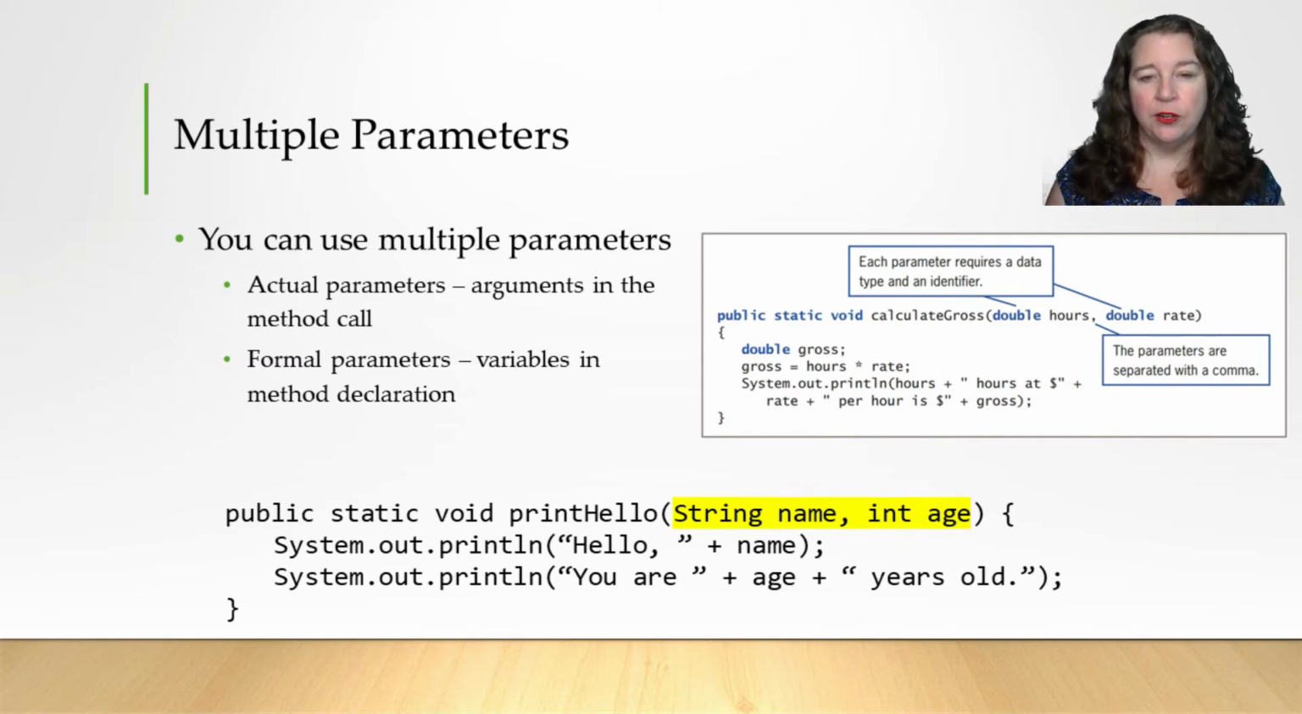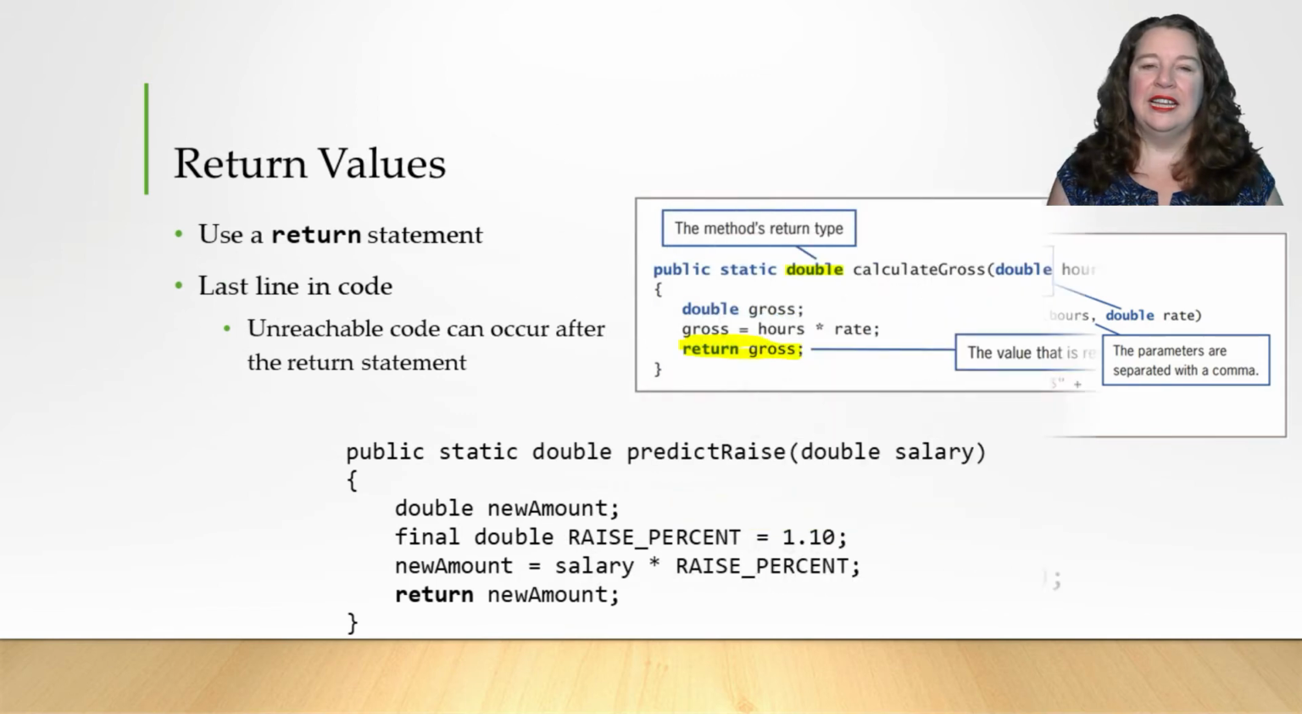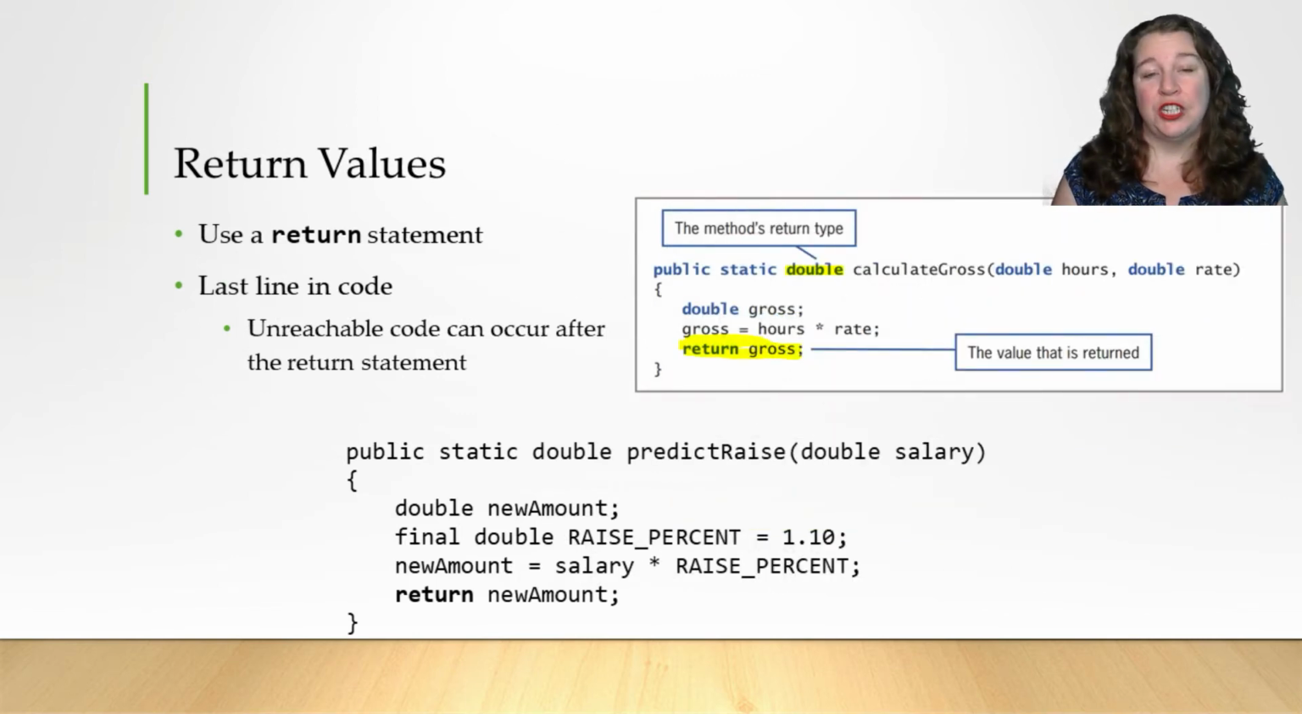So when you declare your method, when you create it, when you make the method like this with the public static void, that's your method declaration. You've declared it. If you're using it in your code elsewhere, that's where actual parameters are going. And as I said, there is a return type.